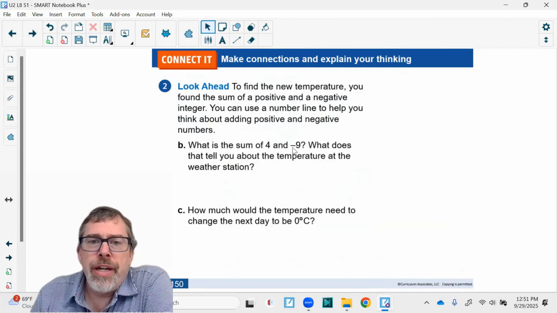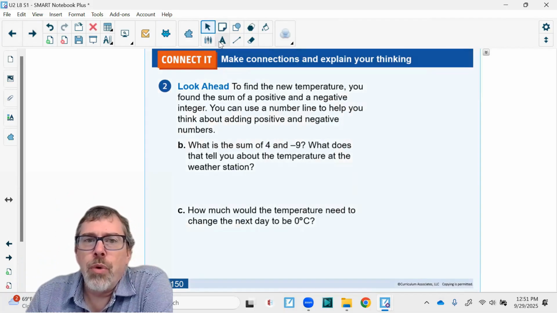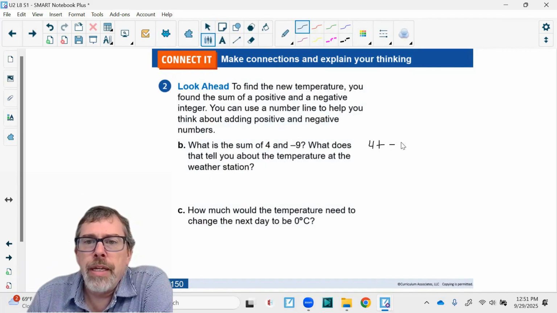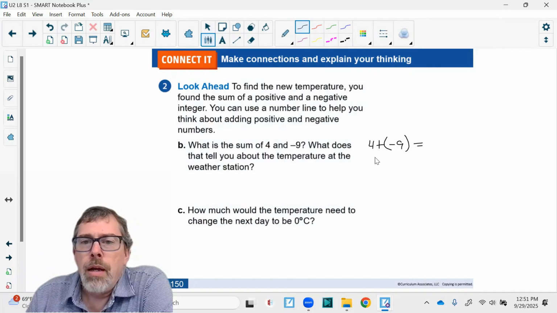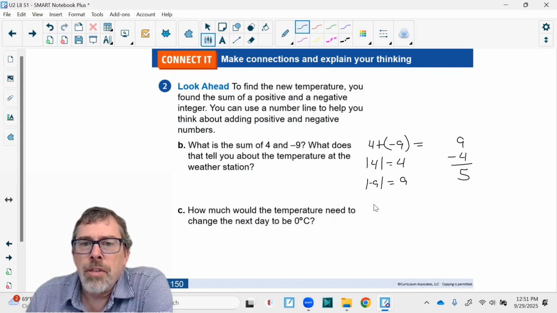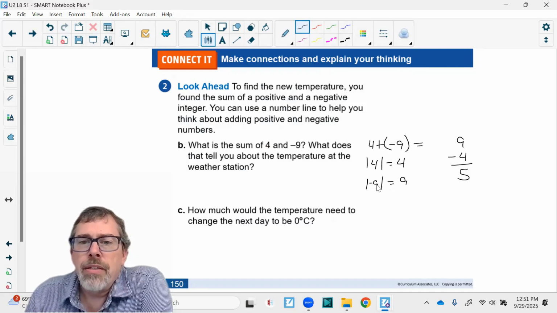So what is the sum of 4 and -9? Well, 4 plus -9 equals... If I take the absolute value of 4, it is 4. If I take the absolute value of 9, it is 9. Take 9, subtract 4, I get 5. That was meant to be -9. You take the sign of the larger absolute value, which is -9. So the answer is -5.